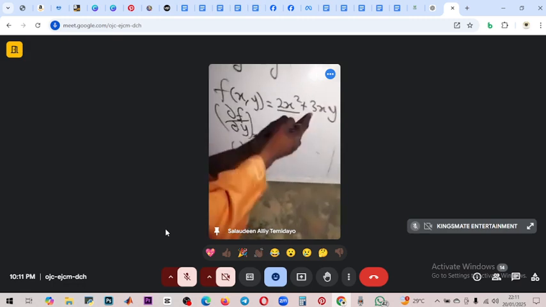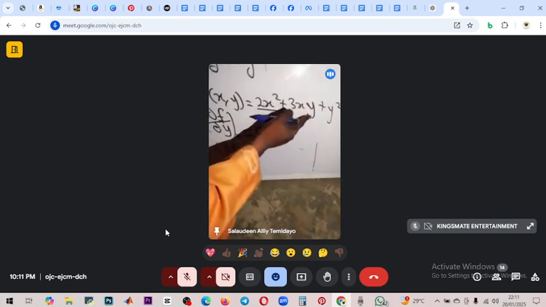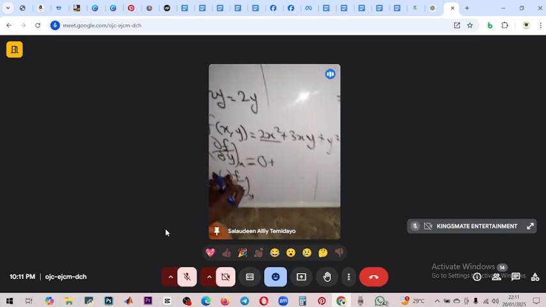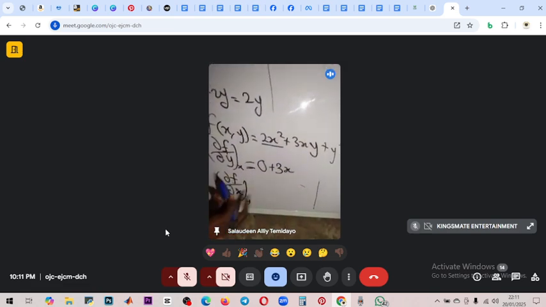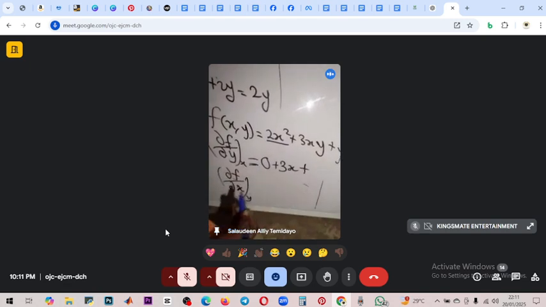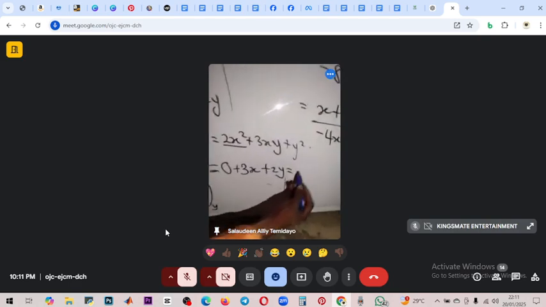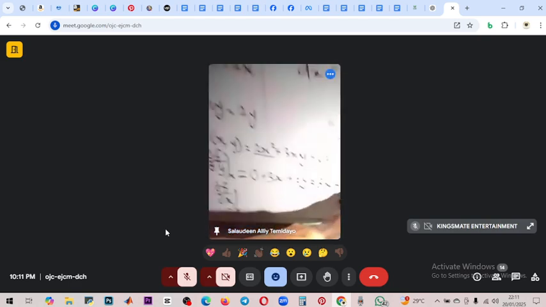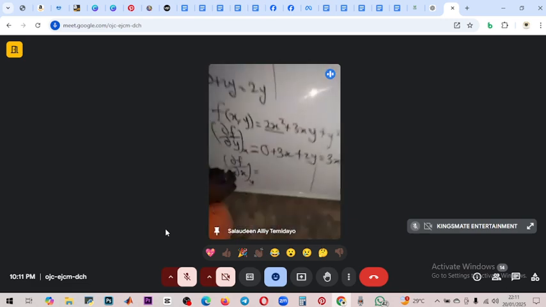Plus 3xy. You are making x a constant, differentiating with respect to y. Differentiate 3xy. So 3x is a constant. You'll be left with 3x, plus differentiate y squared. That's 2y. So the answer is 3x plus 2y. Now look at that of y to understand it better.